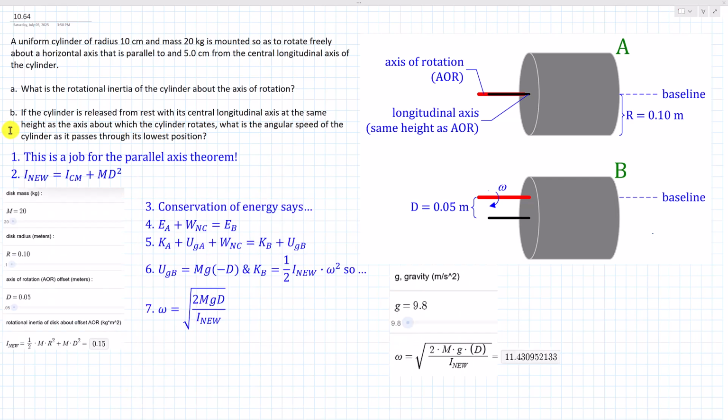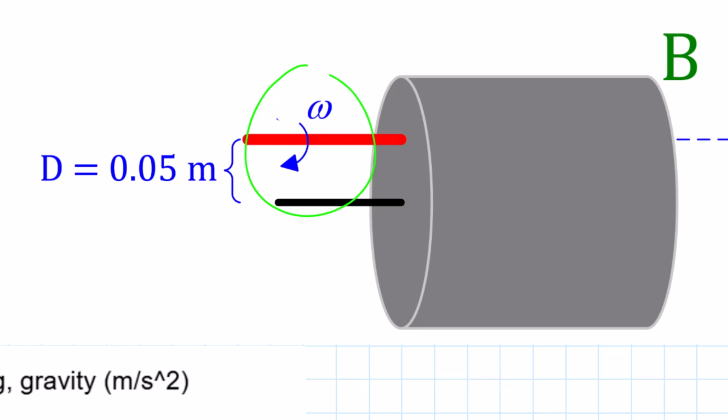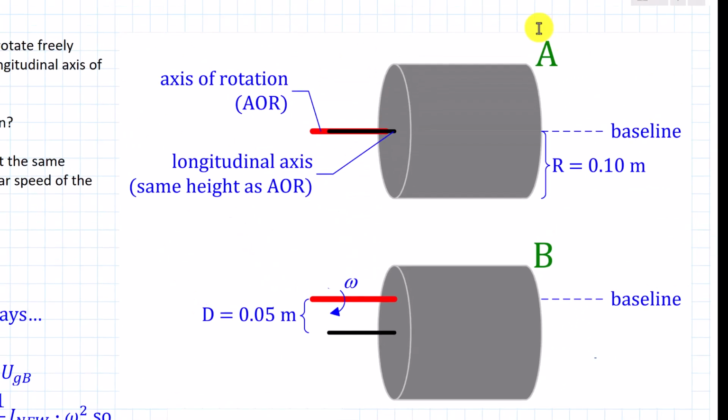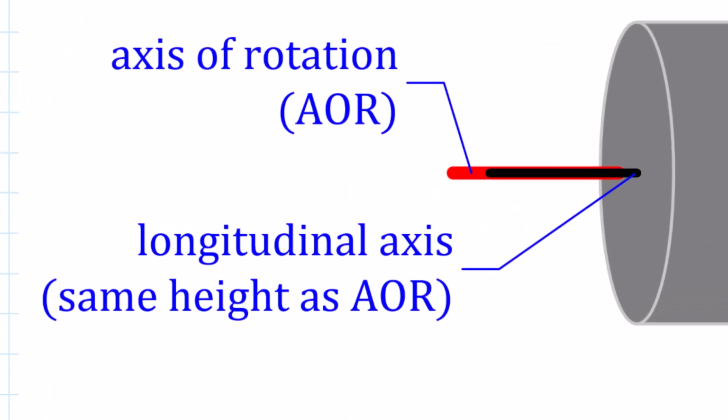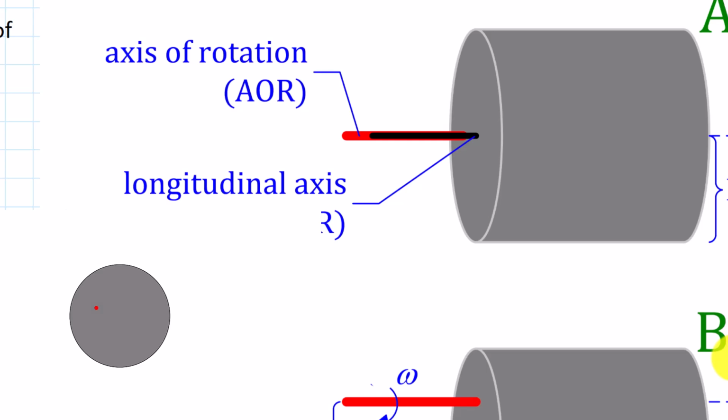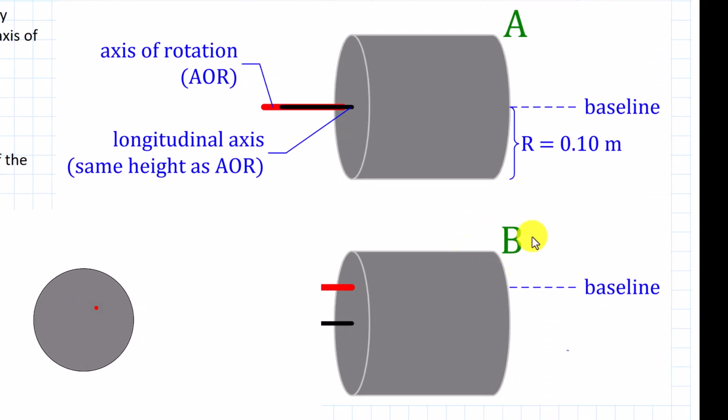Part B is asking what the angular speed of the cylinder is as it passes through its lowest position. So you take the cylinder and you rotate it about its offset axis of rotation so that this axis of rotation is at the same height as the longitudinal axis. The red line is at the same vertical height as the black line. Then you let go and the cylinder rotates about the offset axis of rotation, and your job is to figure out what the angular speed is at its lowest position.